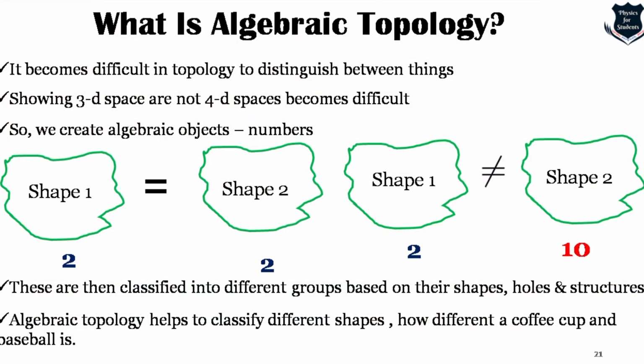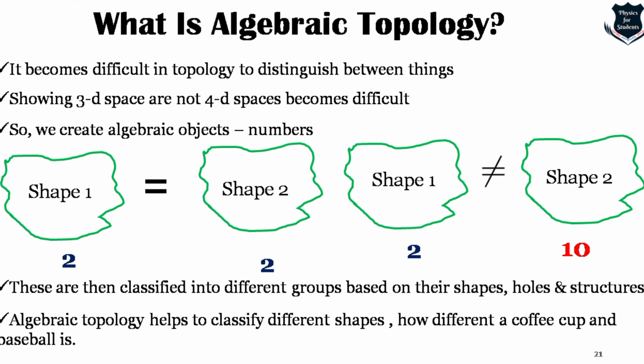So you see, I talked just a few minutes back that things become really difficult to distinguish between two shapes. So here also it happens the same. So have a quick look on your screen. It becomes difficult in topology to distinguish between things. Showing 3D spaces or 4D spaces sometimes becomes difficult. So what we do is that we create algebraic objects or numbers. So you see, I have shown you that shape 1, if it is any kind of a shape, we are giving a number 2.